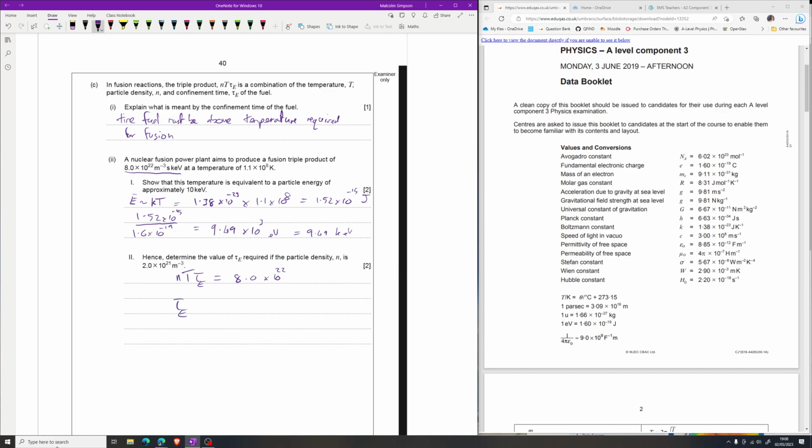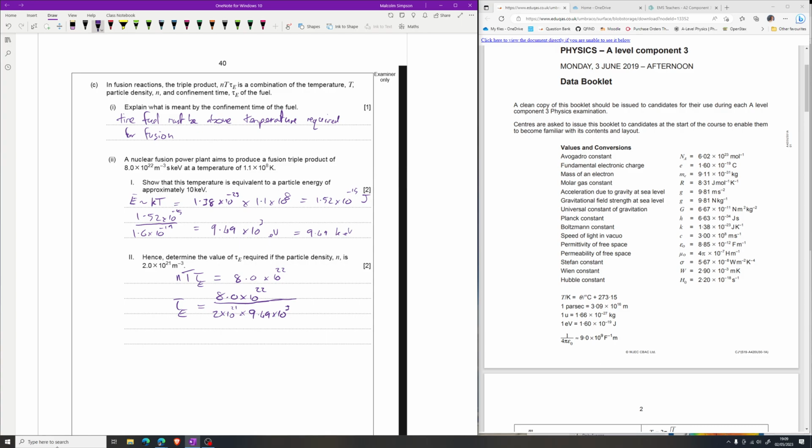So I think our confinement time should be equal to 8.0 times 10 to the 22 divided by n, multiplied by this. Yeah, I have some memory of that in particle physics and plasma physics. Temperatures are just given in eV. If you look at the units of this, it's kind of a giveaway: meters to the minus 3, that is a particle density.